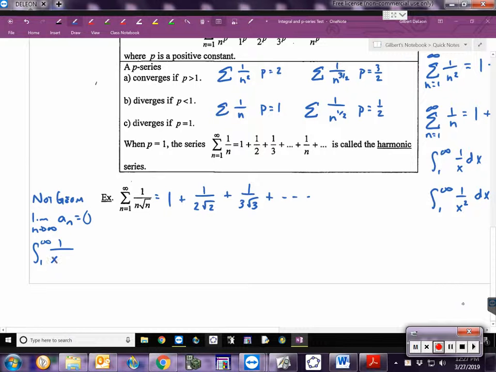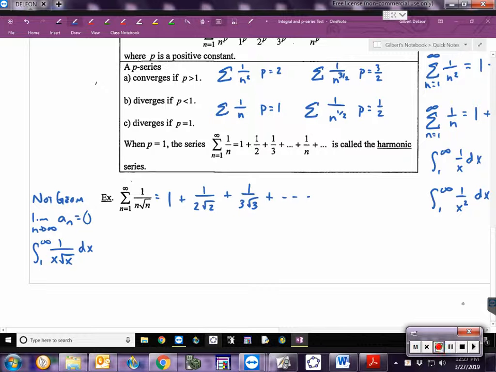But that's going to be more work than we need to do. And when we learn more tests, integral test really is going to be the last test that we want to try. If all else fails, then we'll do the integral test. But if we can avoid doing it, then we should avoid doing it. So the test that we're going to use here is p-series.